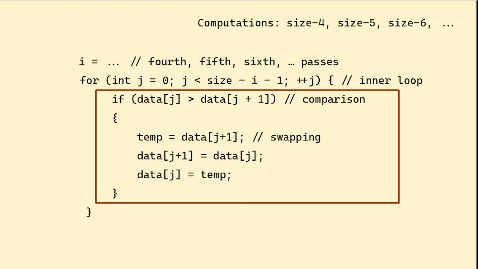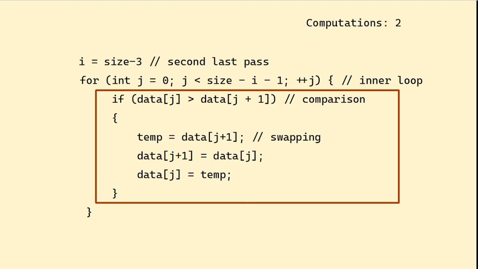The computational unit is executed for that many number of times. And in the second last pass, where the value of i is size minus 3, this computational unit actually runs for 2 times. If you evaluate the expression on the right side of the comparison, size minus i minus 1, with i equals size minus 3, you will get 2. So it will run for 2 times. And in the final pass with i equals size minus 2, it runs for 1 time.